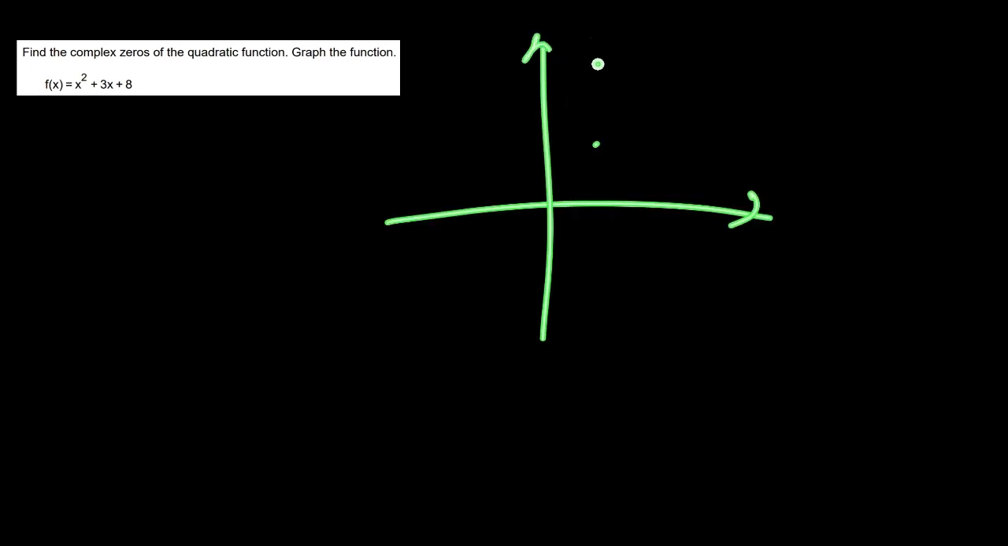In this question, we are looking for the complex zeros. And we have the quadratic function x squared plus 3x plus 8. By looking at the function, you see that it is a parabola that opens up, and if it has complex zeros, it means there is no intersection with the x-axis. So the graph of the function should be something like this. Let's find the complex zeros. To find zeros of any function, we set the function to 0. So we have x squared plus 3x plus 8 equals 0.